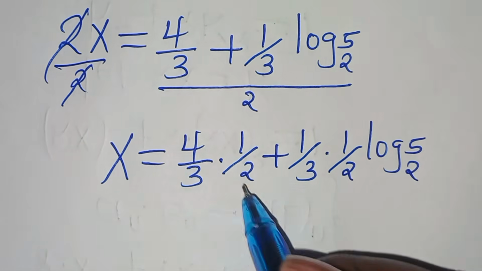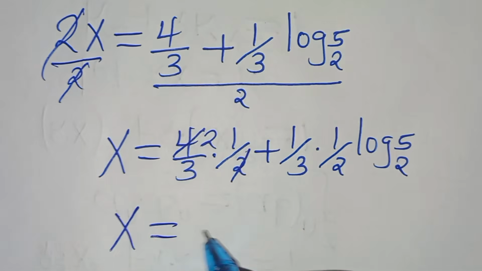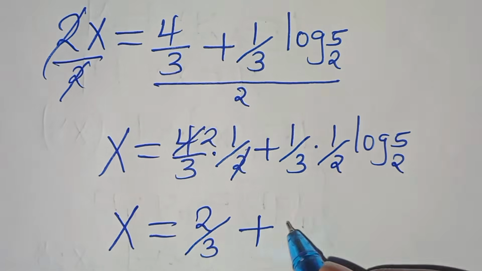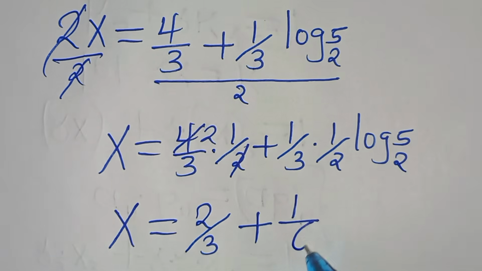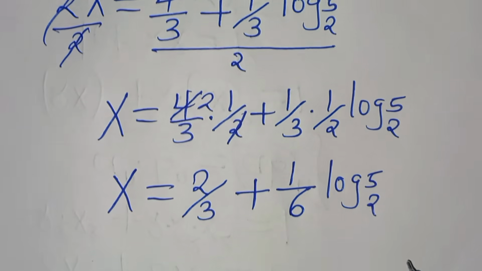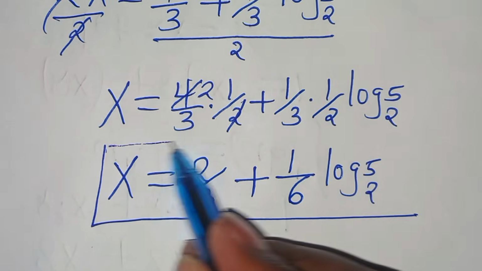Now we can simplify here. 4 divided by 2 is 2, so that x is equal to 2 over 3, plus 1 over 3 times 2, which is 6, log 5 to base 2. So we have that this is the value of x.